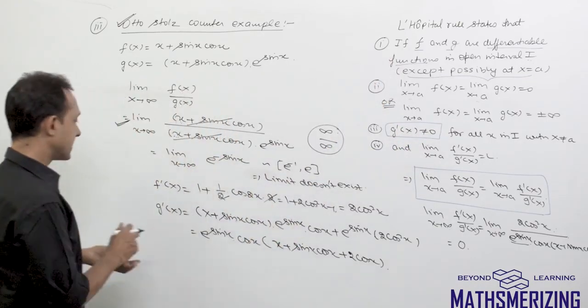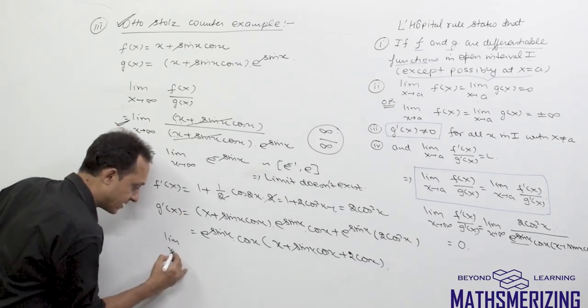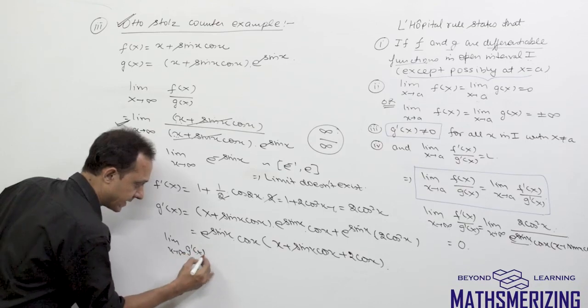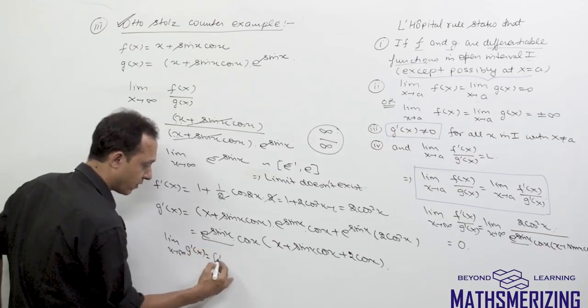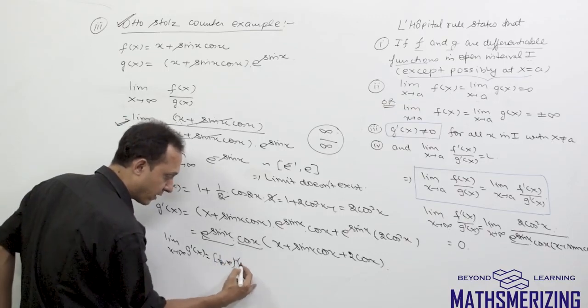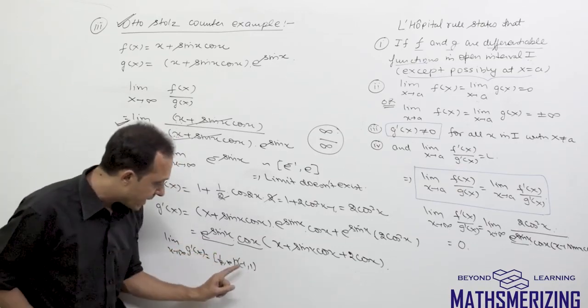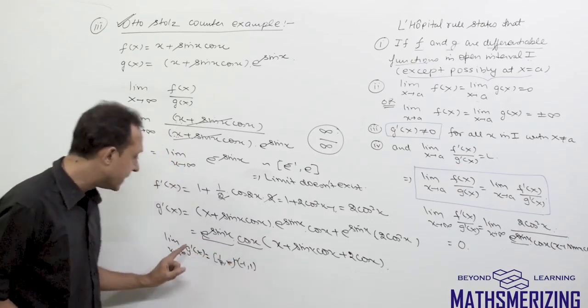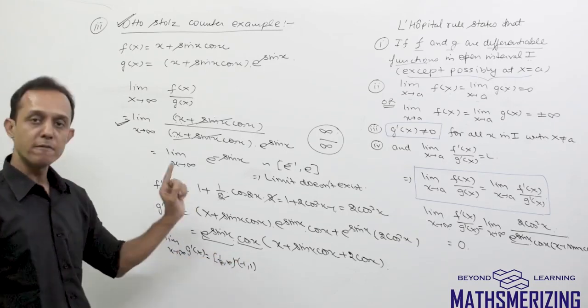Now if we look at g dash x, if I put the limit x tends to infinity of g dash x, it will be an oscillating value, 1 upon e to the x, and then this cos x at infinity oscillates between -1 and +1. So there are infinitely many points in the neighborhood of infinity where this function g dash x takes the value 0.